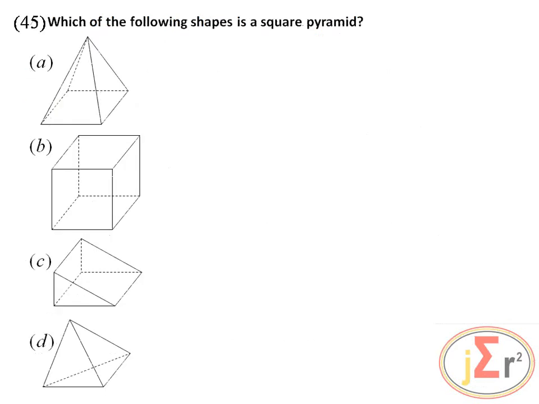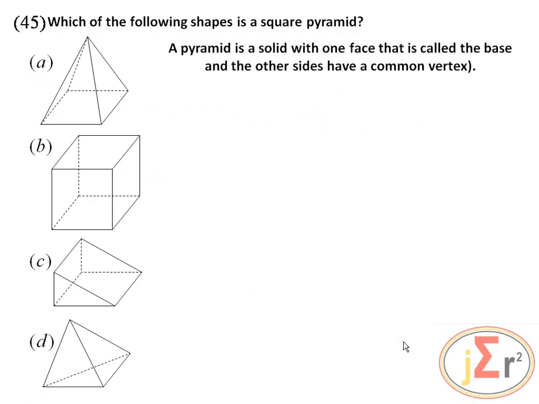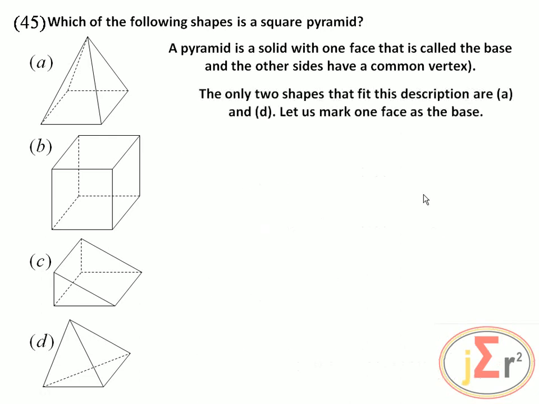Which of the following shapes is a square pyramid? Which one is a square pyramid? A pyramid is a solid with one face that is called the base, and the other faces have a common vertex. So for the pyramid, one face is called the base, and then the others will have a common vertex. The only two shapes that fit the description are A and D.